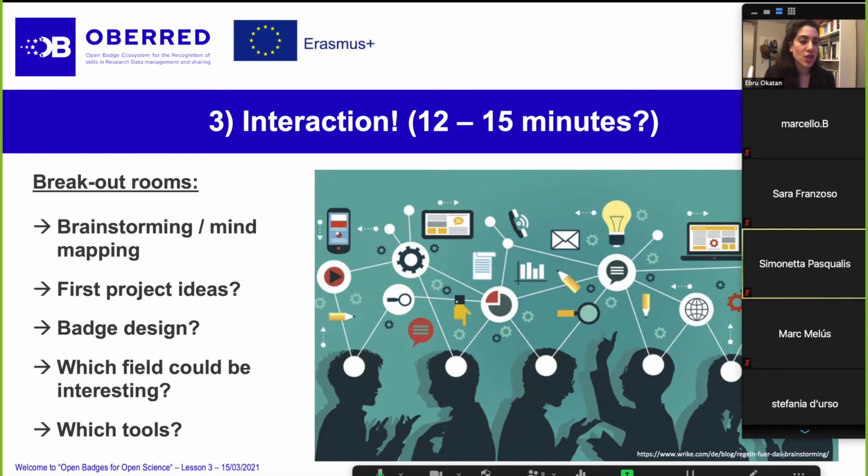You can exchange, for example, in which field am I working? Maybe you can think about an open badge project in your own working field. Just collect ideas, have fun, exchange with the other participants. Maybe there is somebody who already has an idea about an open badge project. Maybe you have ideas about which tools you want to use, or you can think about a badge design.